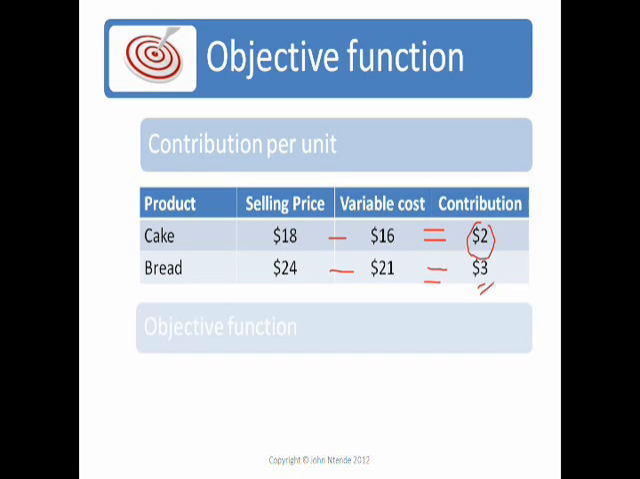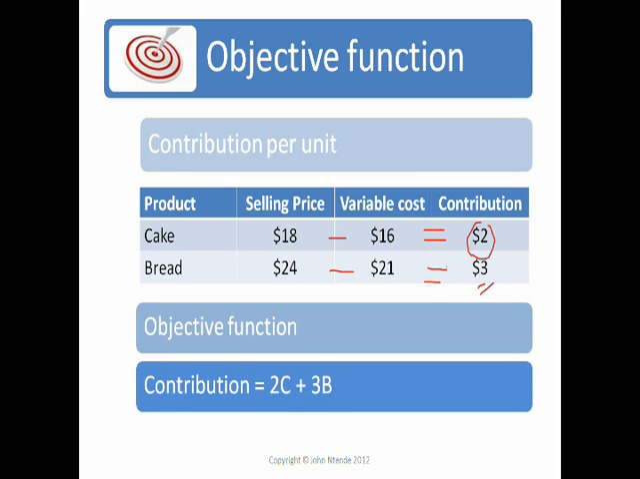So our objective function, which is the contribution, should equal 2c, because each unit of cake makes $2, plus 3b because each unit of bread makes us $3. So our objective function is contribution equals 2c plus 3b. We're going to try to find values of c and b which give us the highest possible contribution, subject to the constraints we've already looked at.